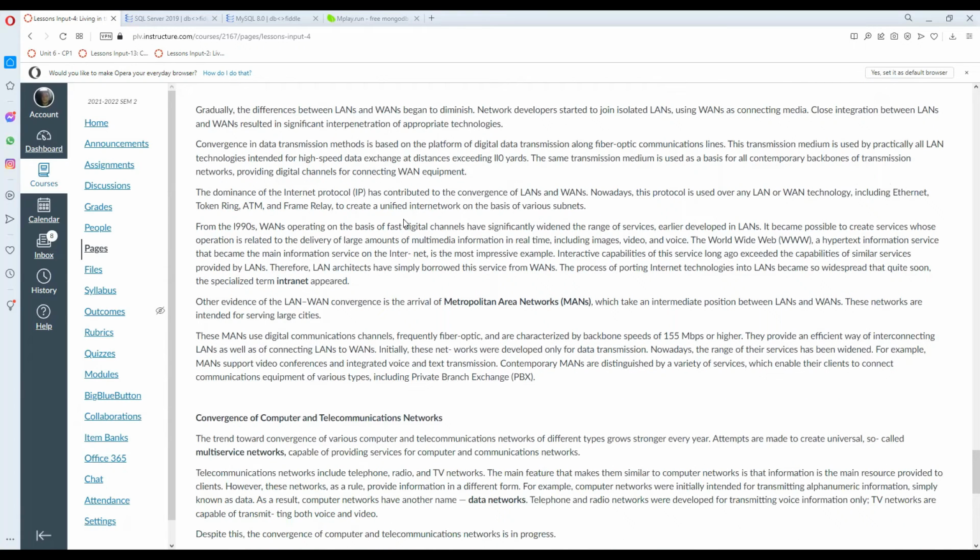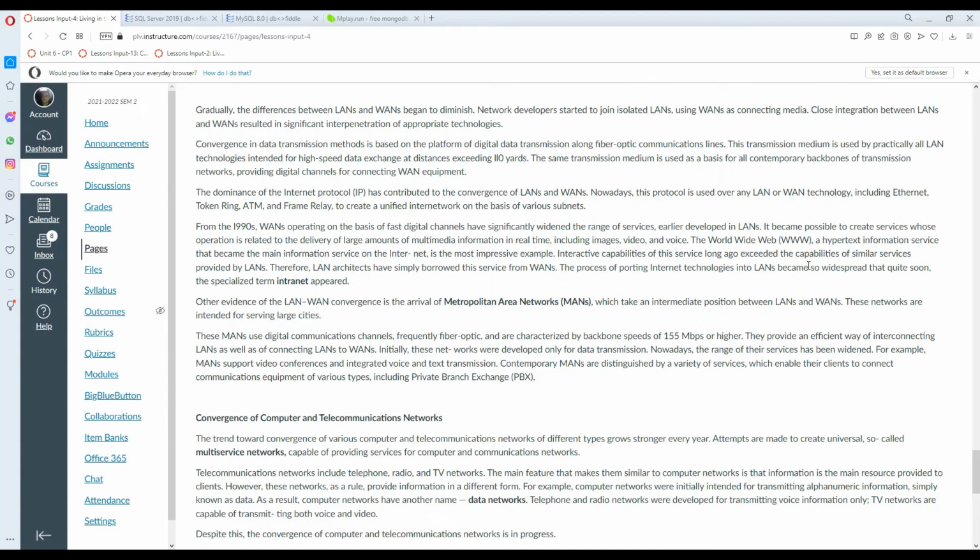The dominance of IP, or Internet Protocol, has contributed to the convergence of LANs and WANs. Nowadays, it is used over LAN or WAN technology, including Ethernet, Token Ring, ATM, and Frame Relay, to create a unified network on the basis of various subnets. From the 90s, WANs operating on the basis of fast digital channels have significantly widened the range of services earlier developed in LAN.